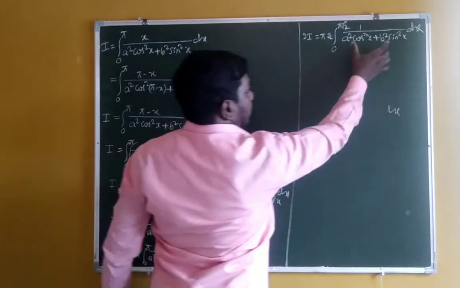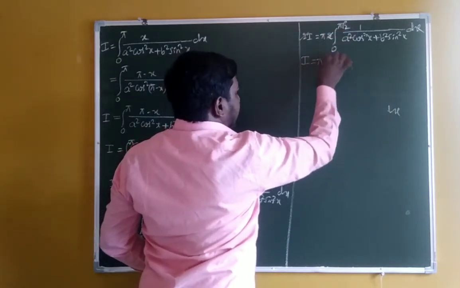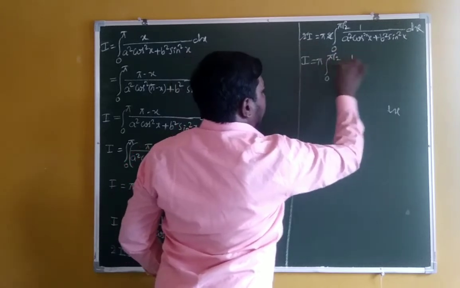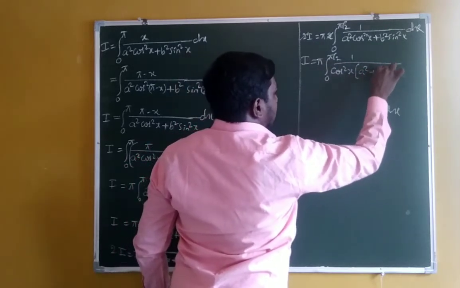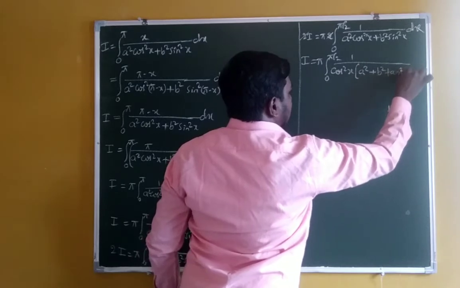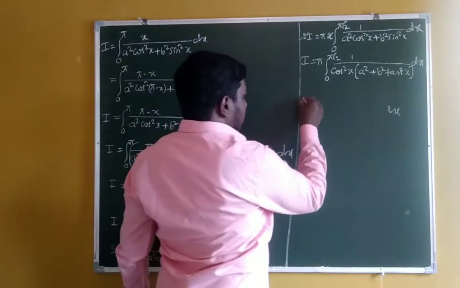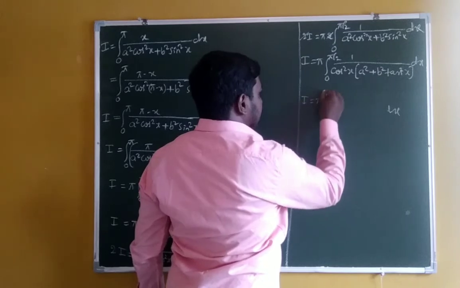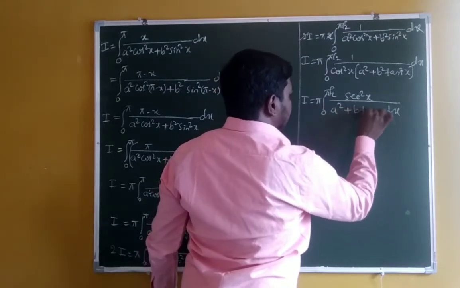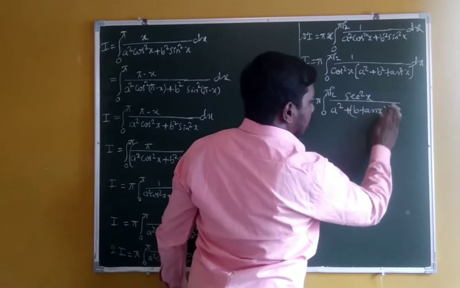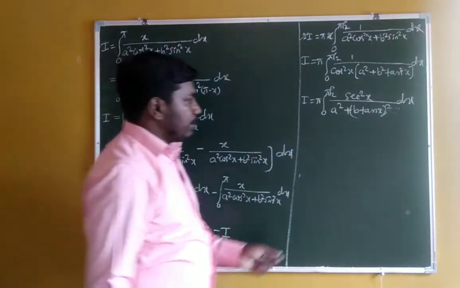Now in the denominator, let's take cos square x common. So 2 gets cancelled, so I is equal to pi into the integration from 0 to pi by 2 of 1 over cos square x, taking cos square x common, into a square plus b square tan square x, into dx. 1 over cos square x is secant square x, so it is secant square x divided by a square plus b tan x whole square, into dx, okay.